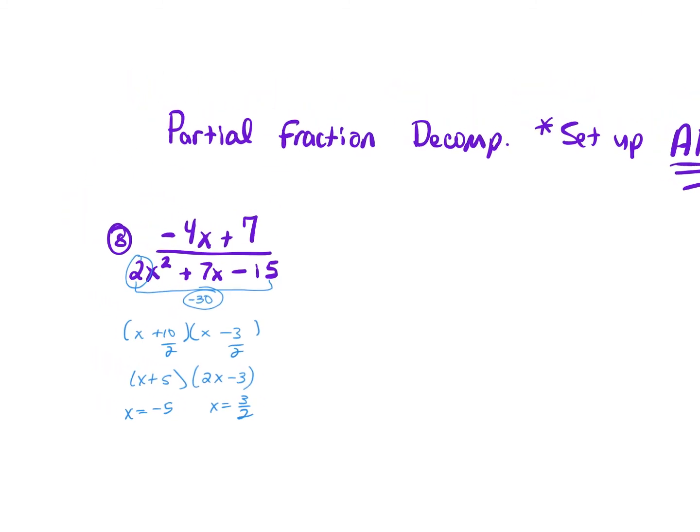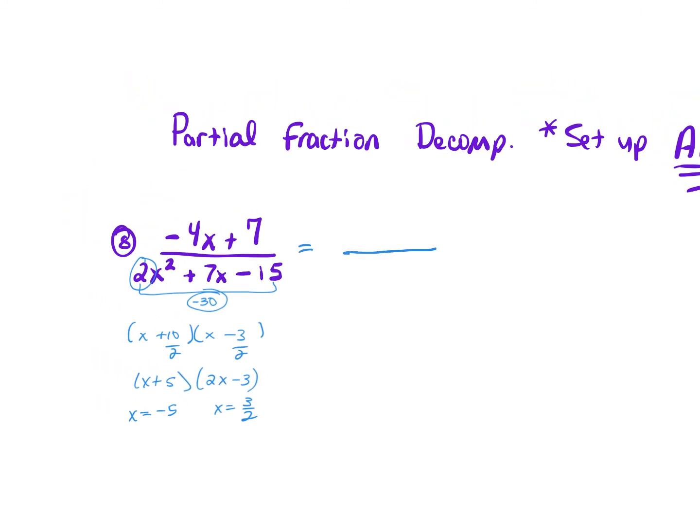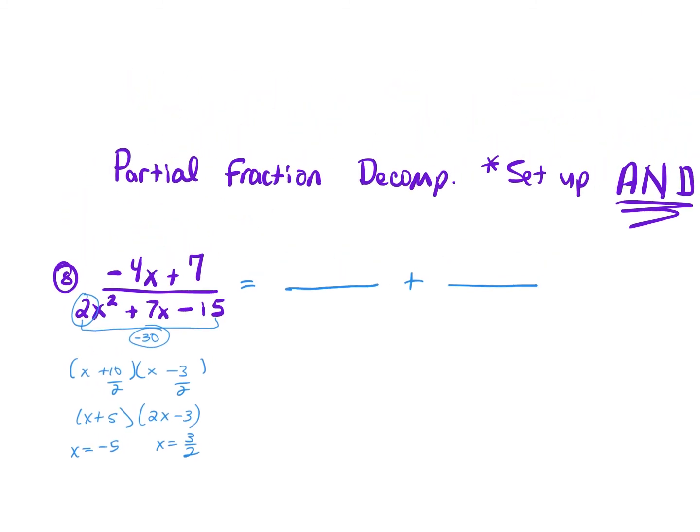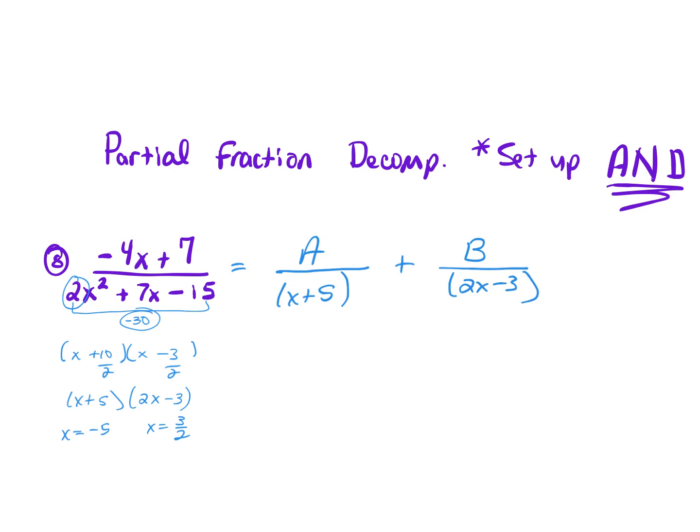All right, so I have 2 pieces that I'm going to set this up. 2 pieces of a denominator. My first piece is going to be x plus 5. My second piece is going to be 2x minus 3. Again, you guys, it doesn't matter if you put 2x minus 3 first, that's fine. But I have my a here and my b here.